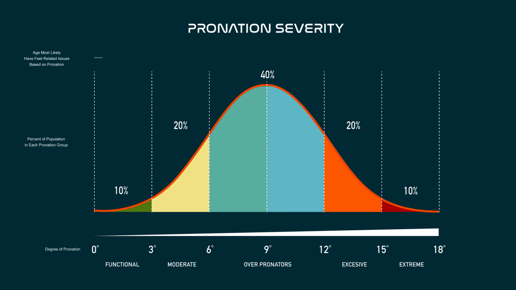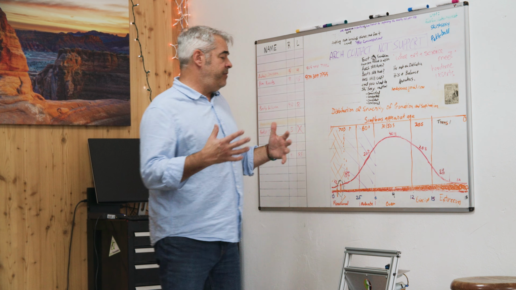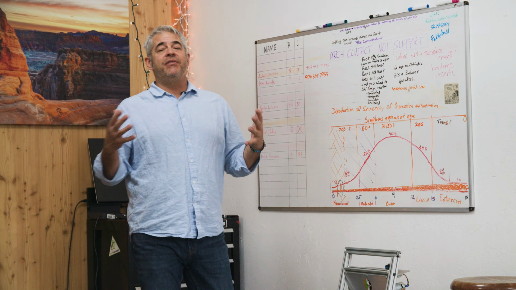People that are in the functional group, we don't usually meet until they're in their 70s. People in the moderate group, we meet when they're 60. People in the overpronator group, sometime between their 30s and their 50s. This excessive group between 12 and 15, these people are in pain in their 20s. And the extreme group are the people that begin to experience painful joints and muscles and whatnot in their teens. So it's really interesting how this chart applies to life.